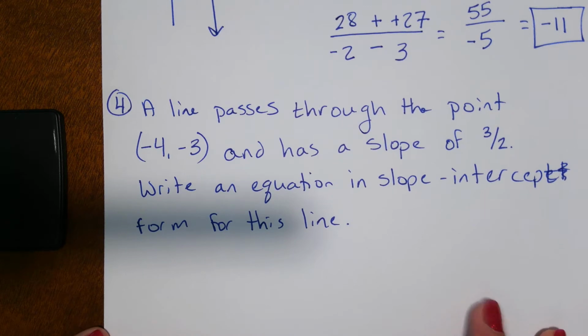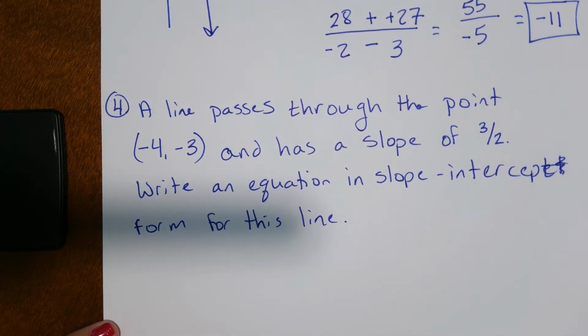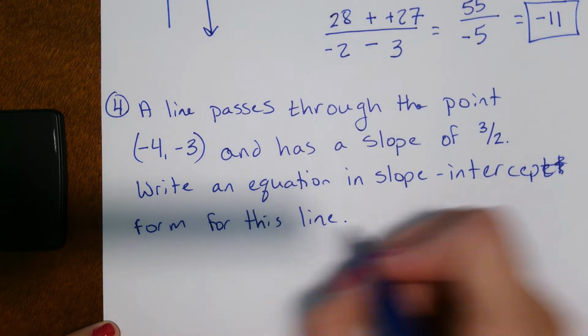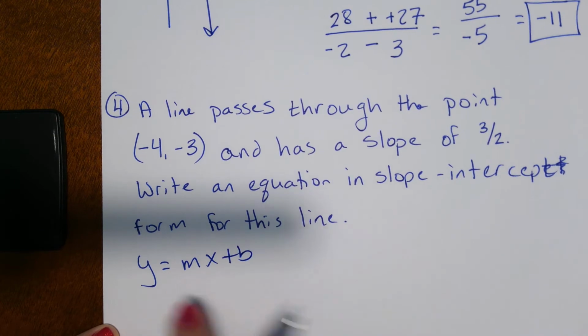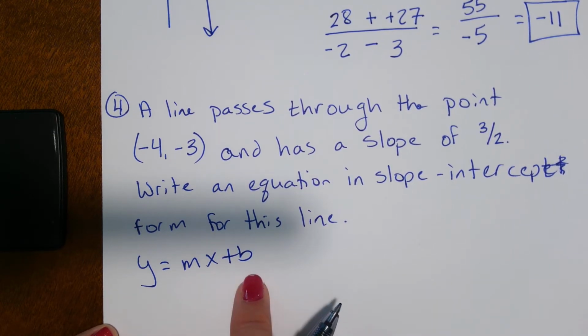All right, so number 4. A line passes through the point -4, -3, and has a slope of 32. Write an equation in slope-intercept form for this line. So slope-intercept form, remember, is y equals mx plus b, where m is the slope and b is the y-intercept, hence the name slope-intercept form.